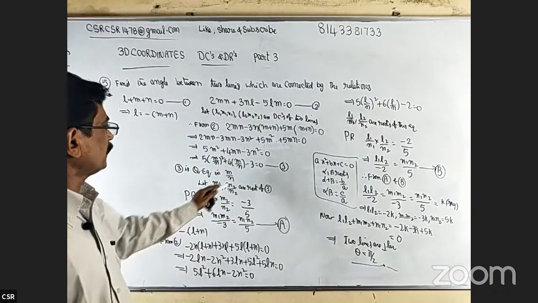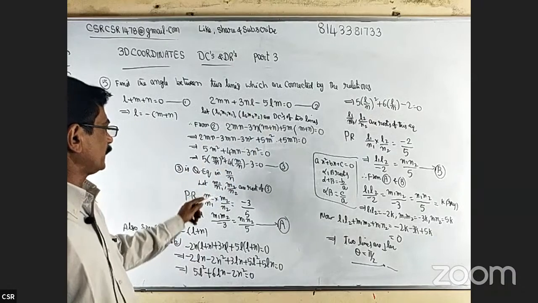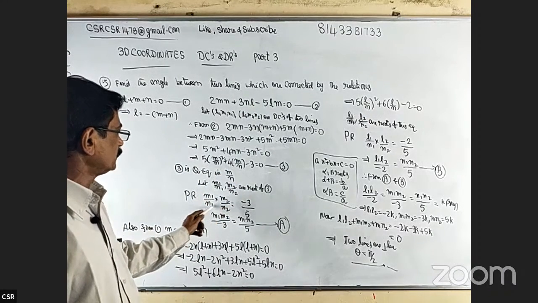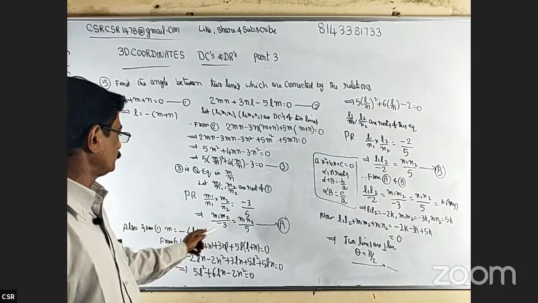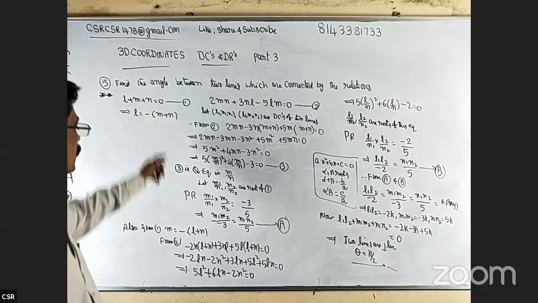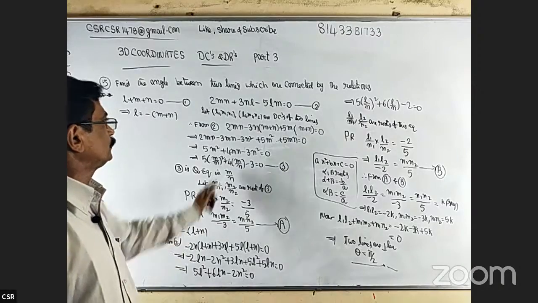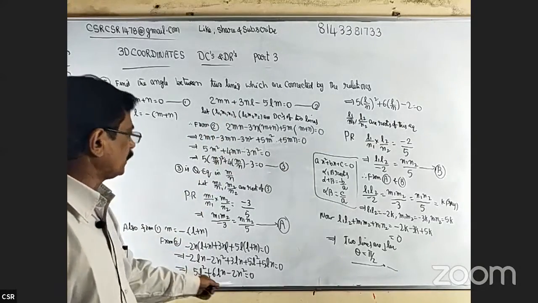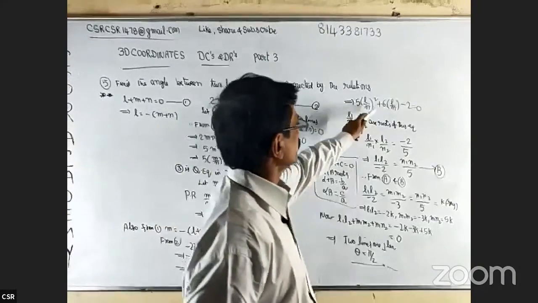Now the product of the roots is c by a, which is minus 3 by 5. So m1 m2 by minus 3 is equal to n1 n2 by 5. Similarly, from 1, we take m as minus of l plus n. Substitute this value in equation 2. Multiply all. For this also no factors.